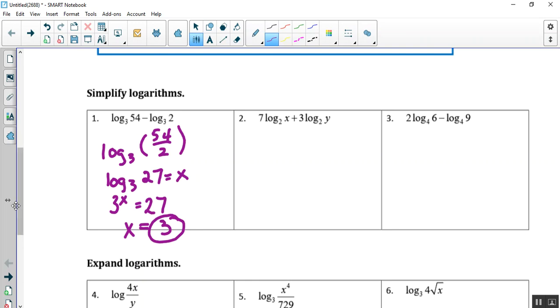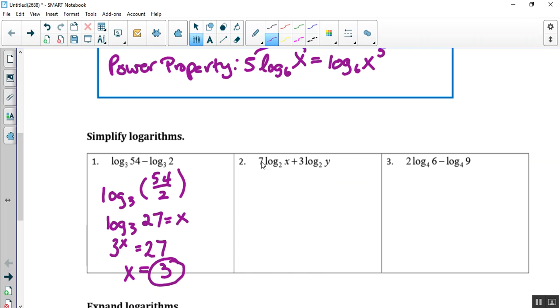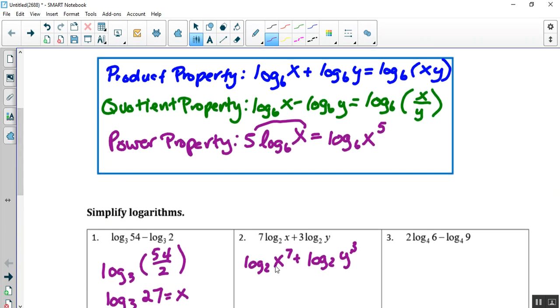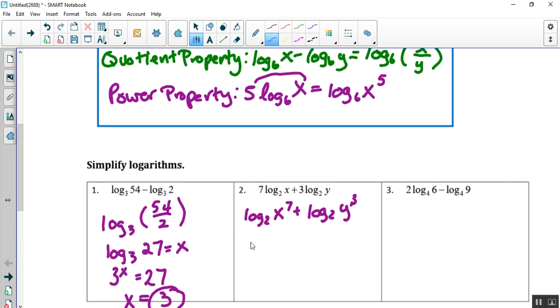The next one, I'm going to start by using the power property because I see the 7 in front and I see a 3 in front. So I have log base 2 of x to the 7th plus log base 2 of y to the 3rd. That's the power property that says this coefficient can become an exponent on my variable. Now I'm going to use the product property. If I have a log plus a log, it can become the log of their product as long as they have the same base. So log base 2 of x to the 7th y to the 3rd.